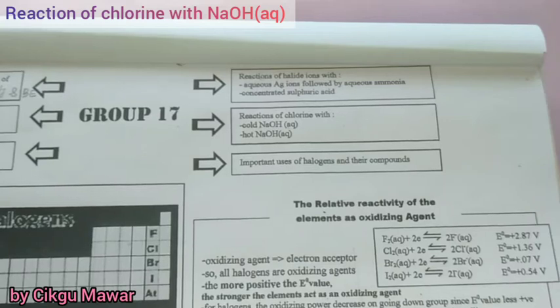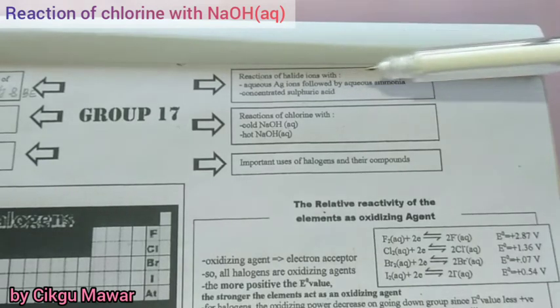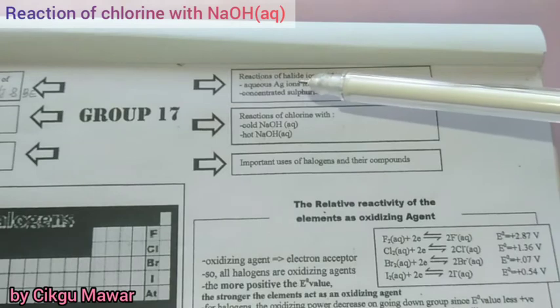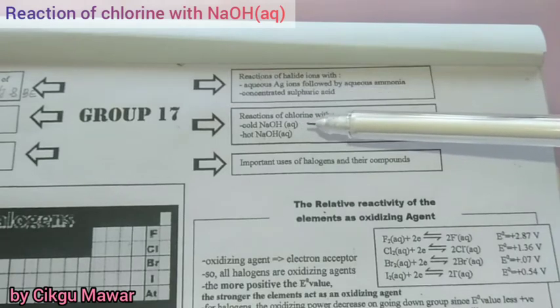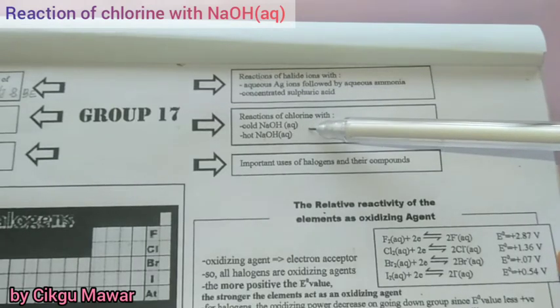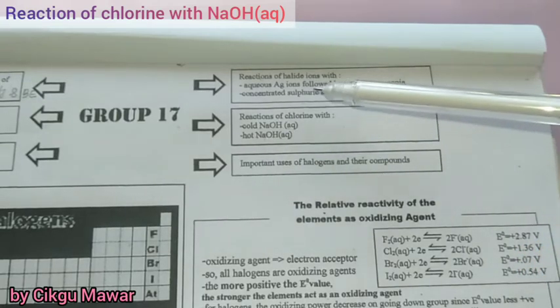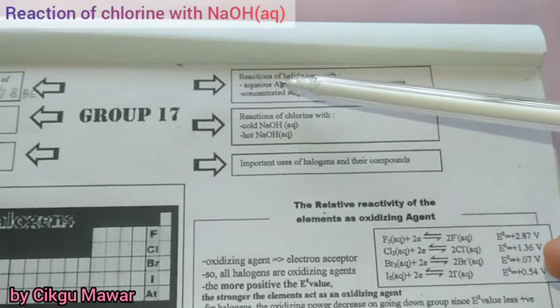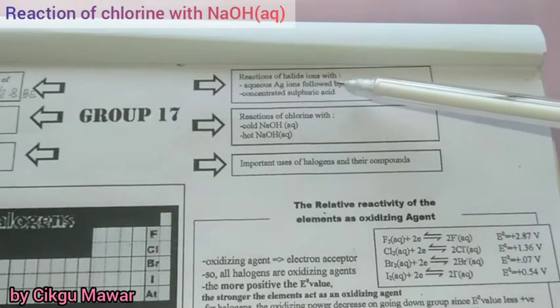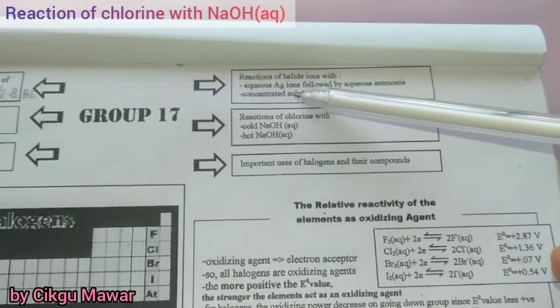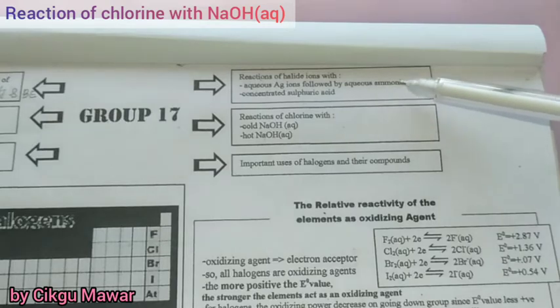Hello everyone, today I will continue our Group 17. The first topic I will explain is the reaction of chlorine with cold NaOH and hot NaOH, and the second is the reaction of halide ions with aqueous silver ions followed by aqueous ammonia.